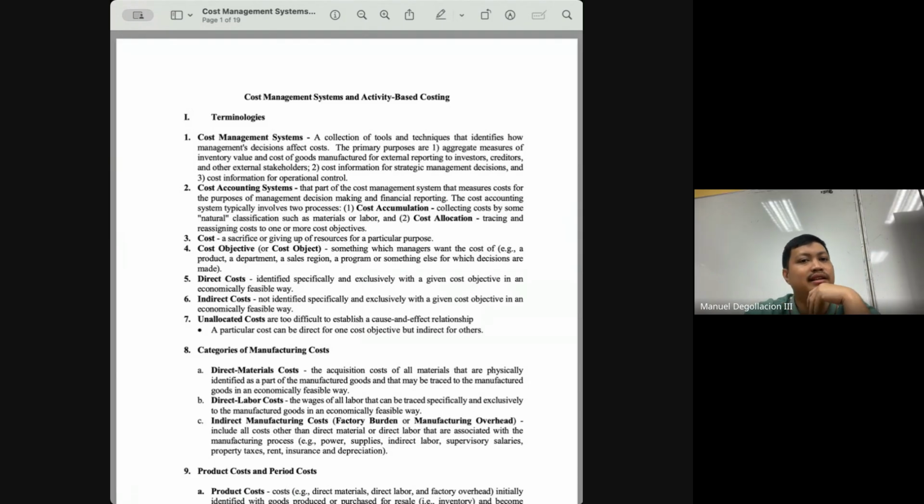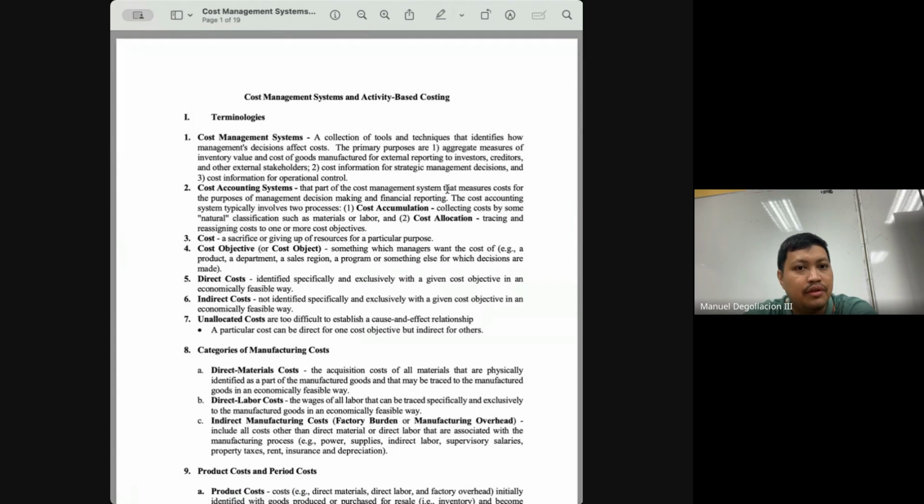Okay, so we'll be discussing activity-based costing class. And in the handout given to you, there are some terminologies there. As always, please take care of the definition of terms. It will be a waste of points if you get mistakes on these kinds of questions. So, cost management systems, basically a collection of tools and techniques that identifies how management's decisions affect costs.